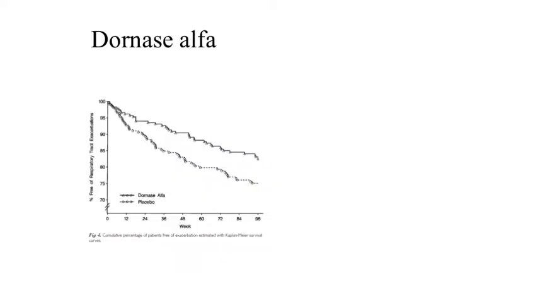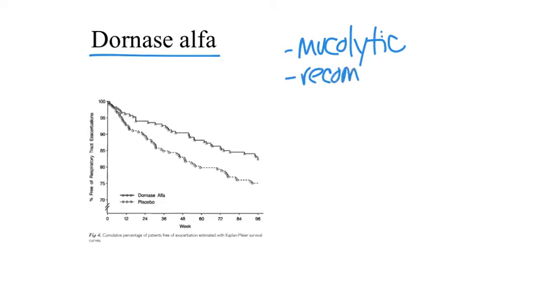There is one mucolytic therapy that is used commonly in individuals with cystic fibrosis. It is known as Dornase alpha. Dornase alpha is a recombinant version of the human DNase enzyme, which naturally breaks down DNA.